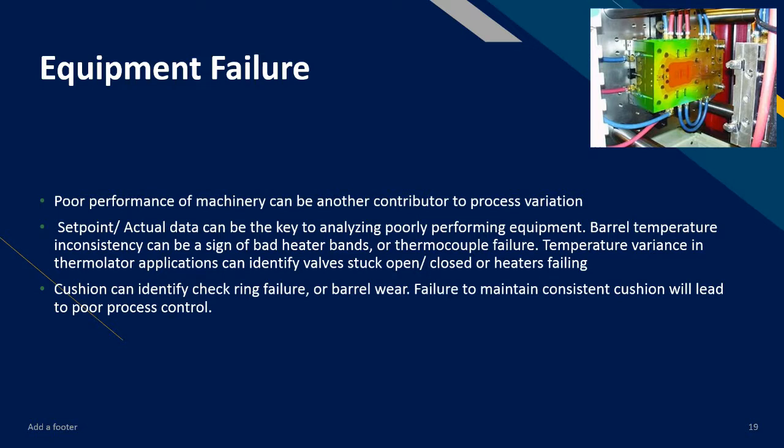We can also use cushion to identify check ring failure or barrel wear. Failure to maintain consistent cushion will lead to poor process control.